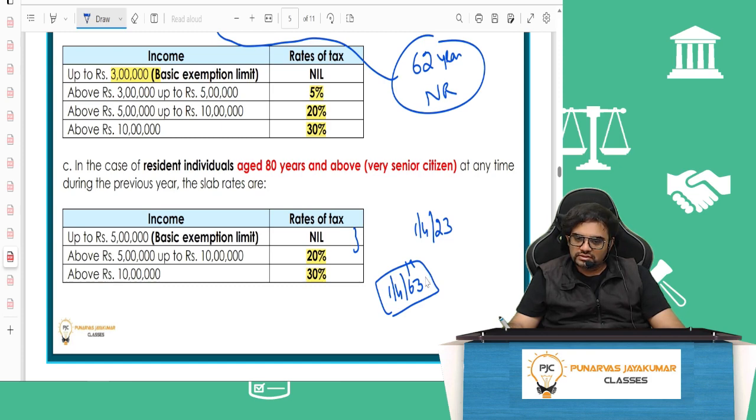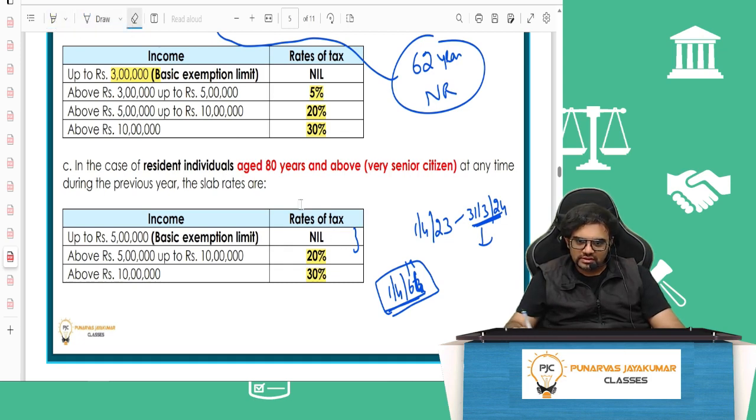My question is, for our assessment year, let me make it 64. What is my previous year? 1st April 23 to 31st March 24. On 31st March 24, he will be 59 years or 60 years? His birthday was 1st April 64. On 31st March 24, 60 years or 59 years? 59, no. So, very simple.